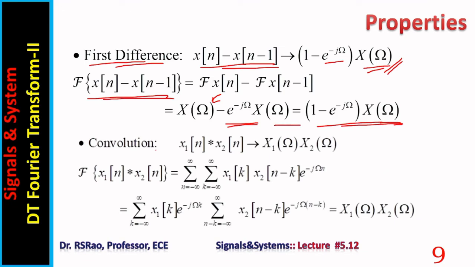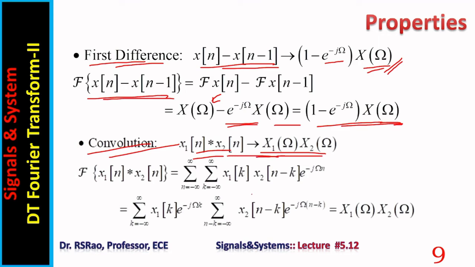Another property, convolution property. Transform of convolution between two sequences x1 and x2 is equal to the product of their transforms X1 of omega and X2 of omega. The convolution in time domain is multiplication in frequency, according to the convolution property.